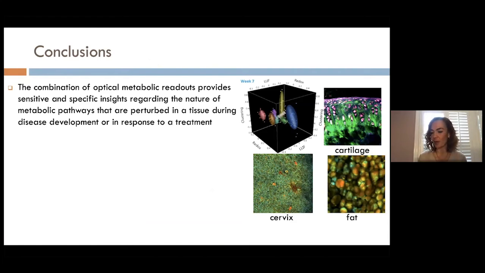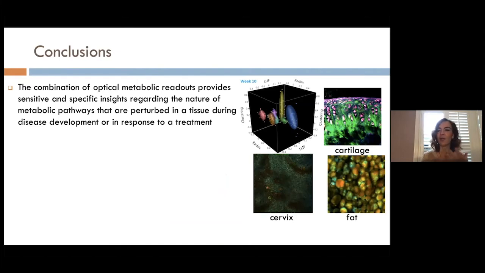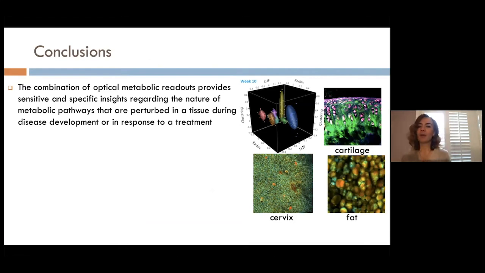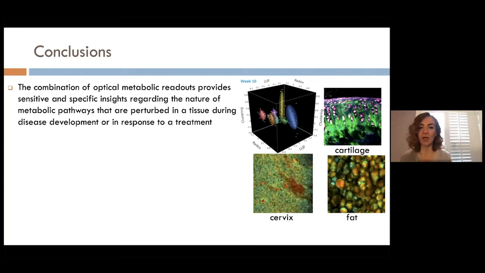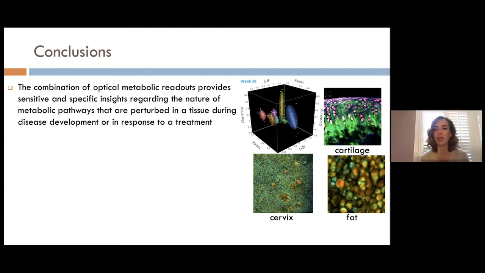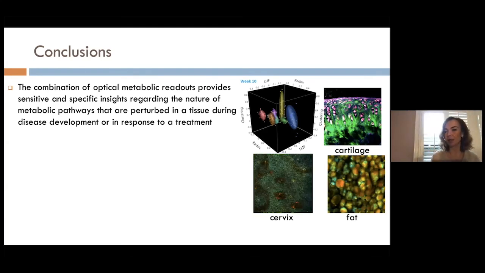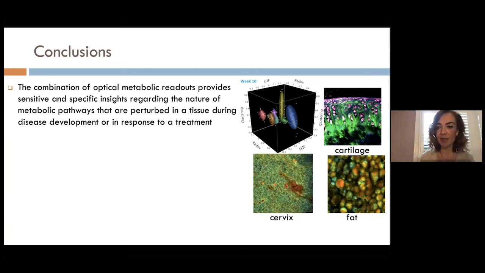So I want to summarize. I've tried to show you that we can extract a combination of metabolic readouts from our cells and our tissues using label-free two-photon imaging. And we can get not only sensitive, but very specific insights regarding metabolic changes and the nature of metabolic changes that are happening as tissues develop or as diseases develop.